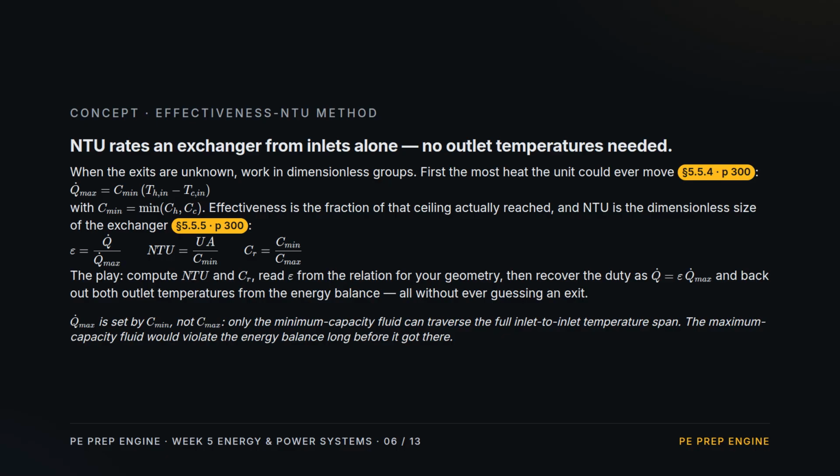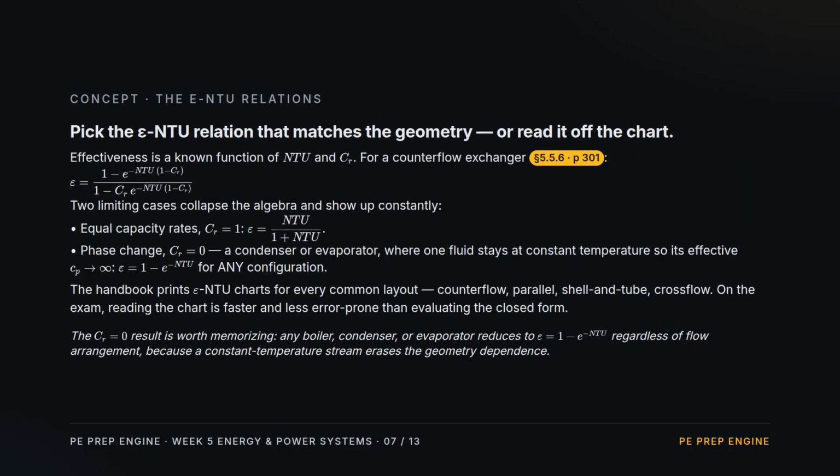The play: compute NTU and CR, read effectiveness from your geometry, recover the duty as effectiveness times Q max, then back out both outlets from the energy balance. Effectiveness is a known function of NTU and the capacity ratio. For counterflow, there's a closed form, but 2 limiting cases collapse the algebra and appear constantly.